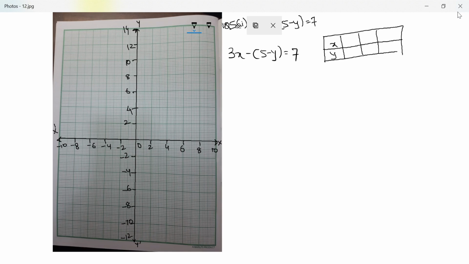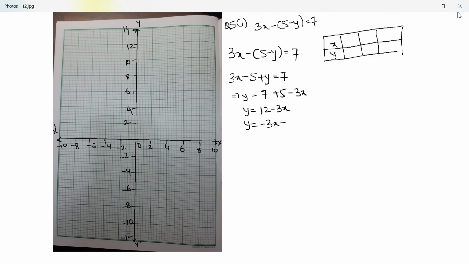Let's first try and figure out the equation and then plot the line first. So this will be 3x minus 5 plus y is equal to 7, which means y is equal to 7 plus 5 minus 3x. y is equal to 12 minus 3x. Perfect. So I can also write this as y is equal to negative 3x plus 12.